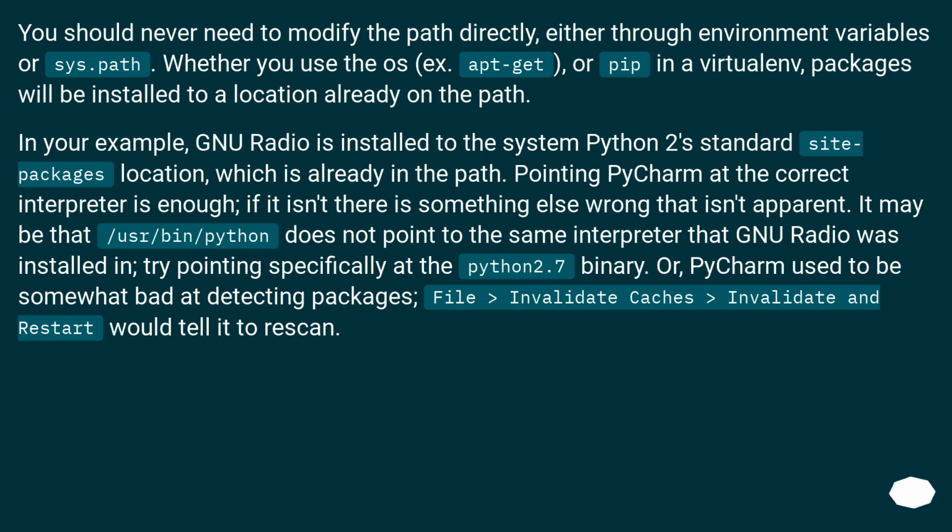It may be that /usr/bin/python does not point to the same interpreter that gnuradio was installed in. Try pointing specifically at the Python 2.7 binary. Or, PyCharm used to be somewhat bad at detecting packages. File > Invalidate Caches > Invalidate and Restart would tell it to rescan.